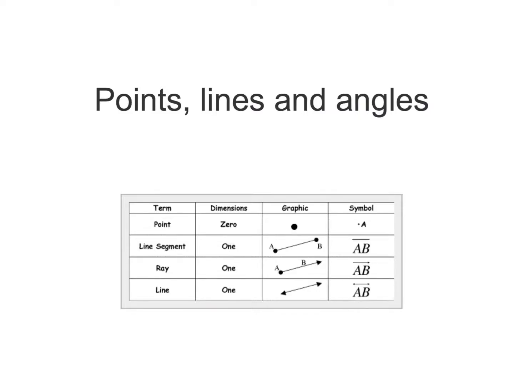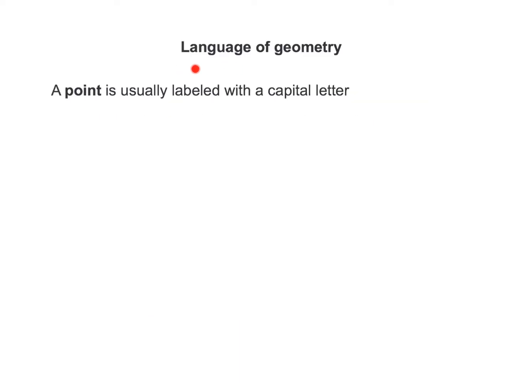Hi, in this video we're going to be looking at points, lines and angles, and here is a little graphic for you to give you some idea of what we are going to be doing. In geometry there is certain language that is related to the specific subject. The first one is a point, which is usually labeled with a capital letter. So we would have a point that looks something like this with a capital letter P next to it. That would be called point P.